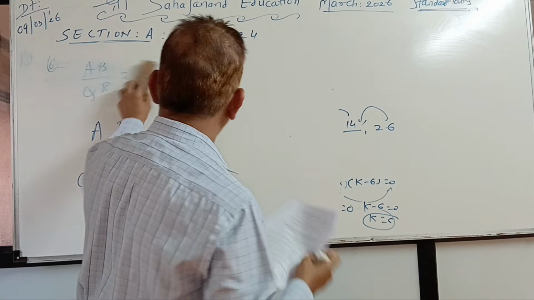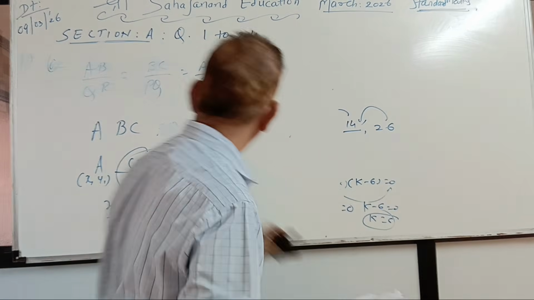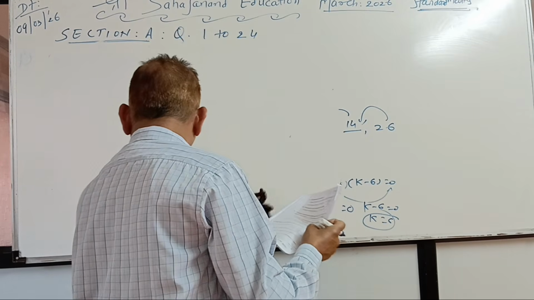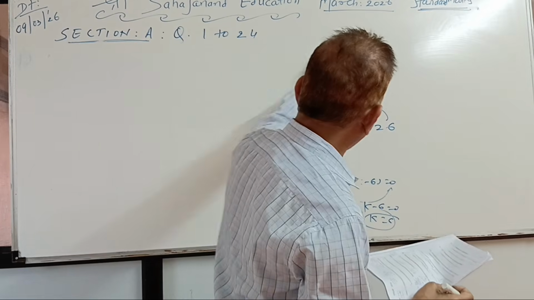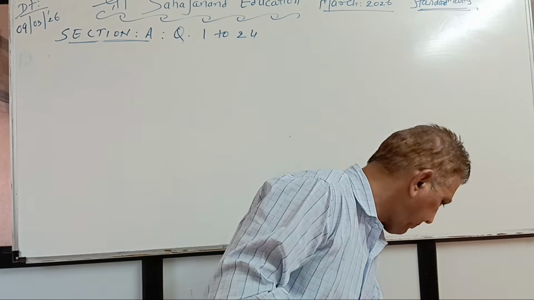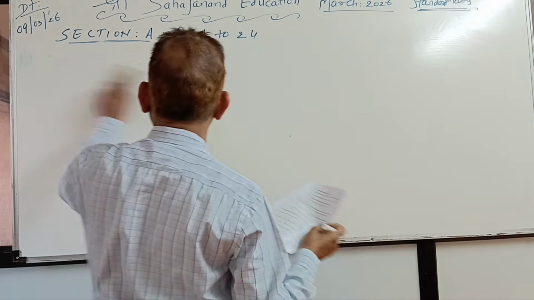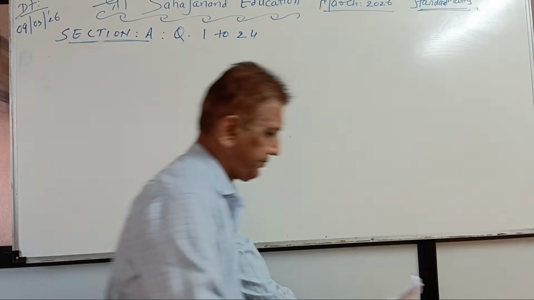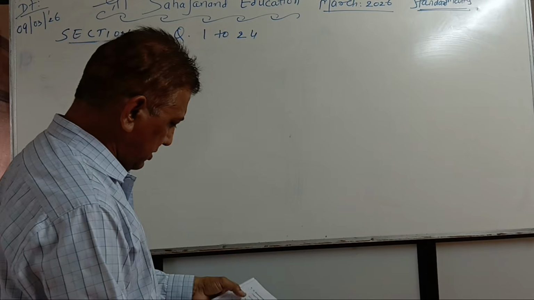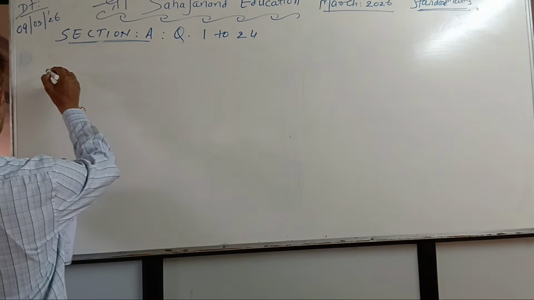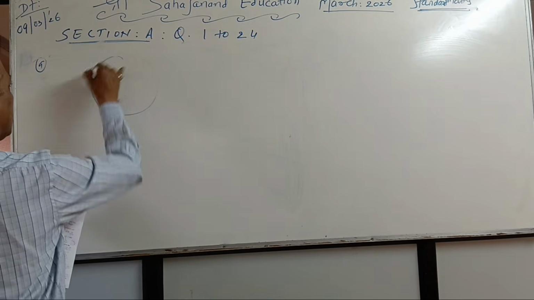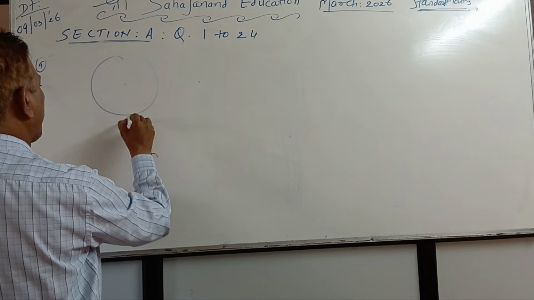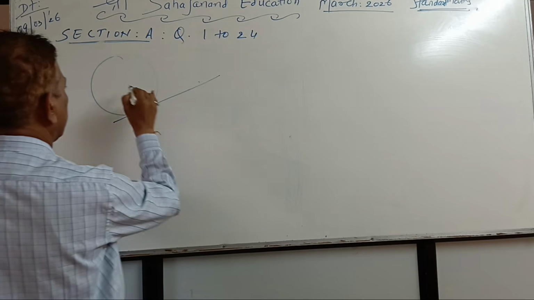Then 9th question. In the 9th question, apply the Pythagoras theorem. How is it possible? First, we draw the figure. A tangent PQ, 9th number question. A tangent PQ at point P of a circle. Here is the point P. This is our tangent.